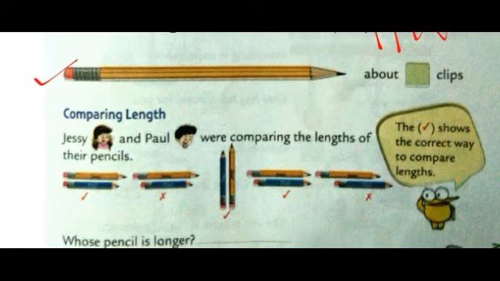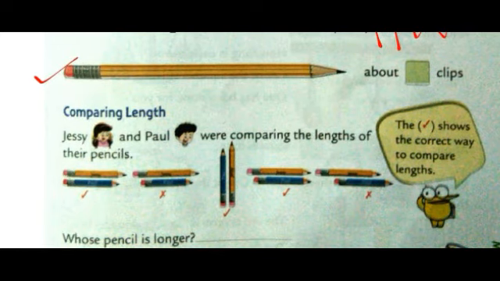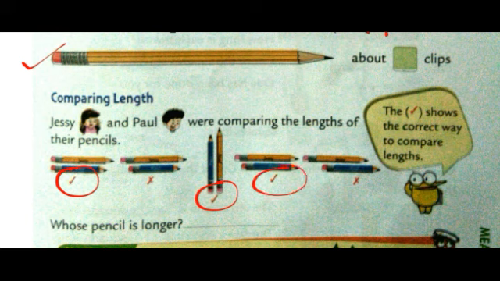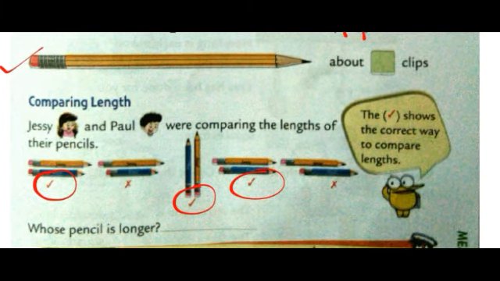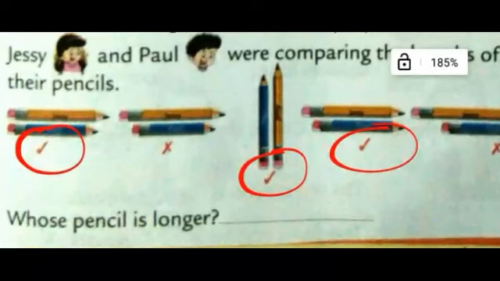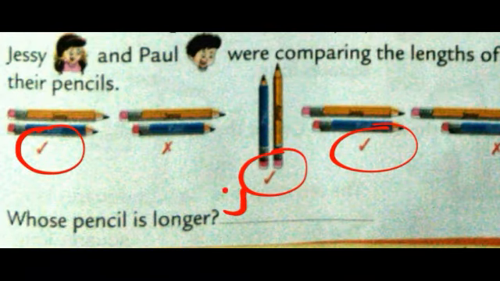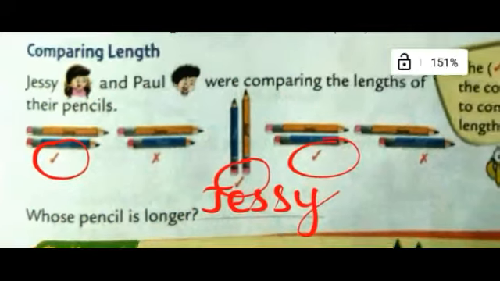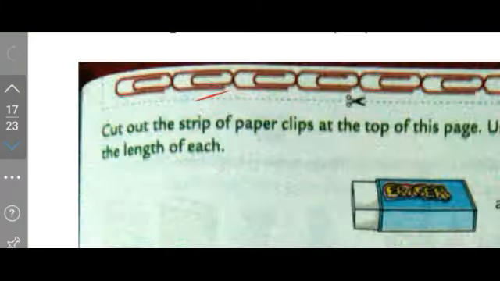Okay. Now let's see the next topic that is given here. Comparing length. Jesse and Paul were comparing the length of their pencil. Can you see the tick that is given here? This tick shows the correct way to compare the length. So according to this, whose pencil is longer? Yes, Jesse's pencil is longer, so we will write her name here. You have to write the name of the person whose pencil is longer. Okay.